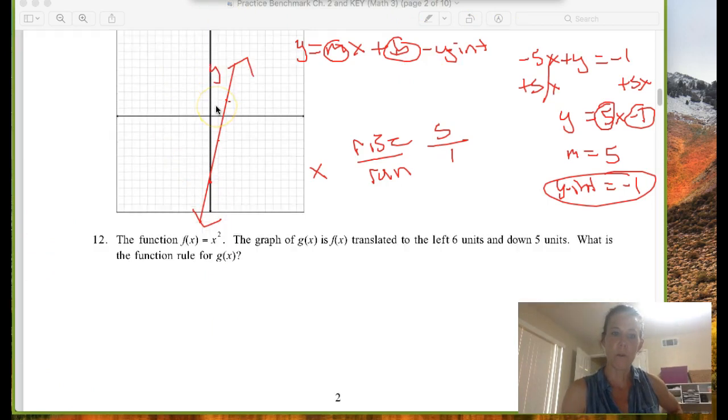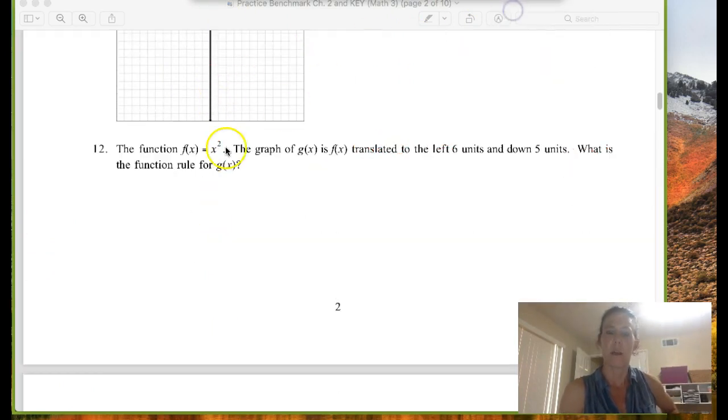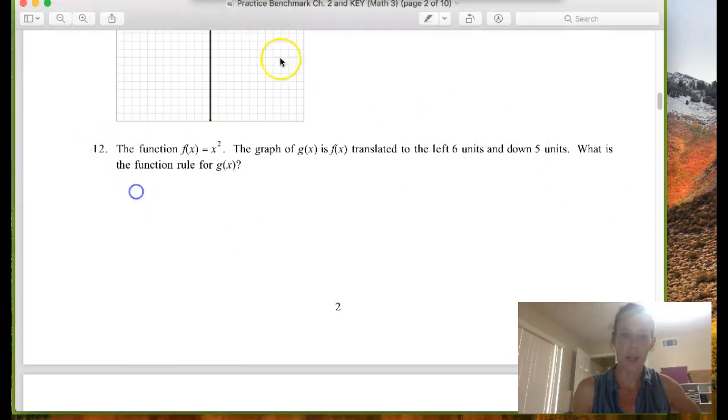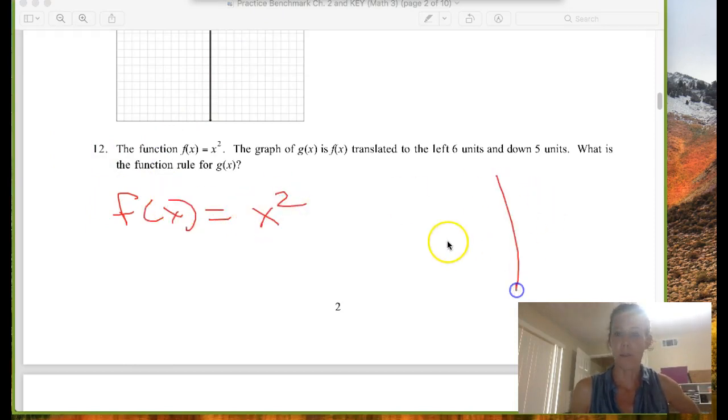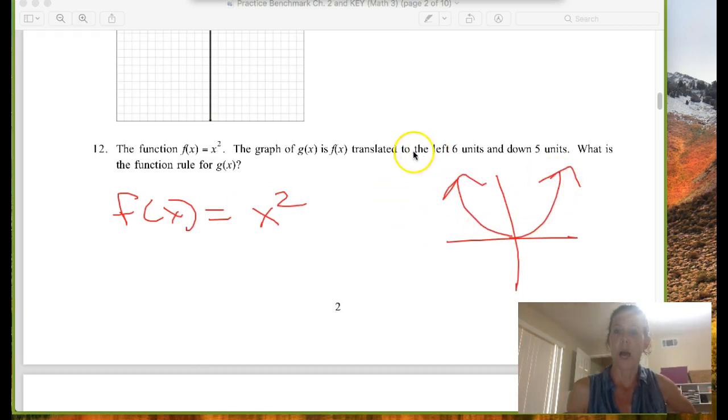Number 12, I'm going to clear that off. The function f of x equals x squared. The graph of g of x is f of x translated to the left 6 units and down 5 units. What is the function rule for g of x? So if I take f of x, and it's equal to x squared, that basic graph, I'm just going to sketch it.